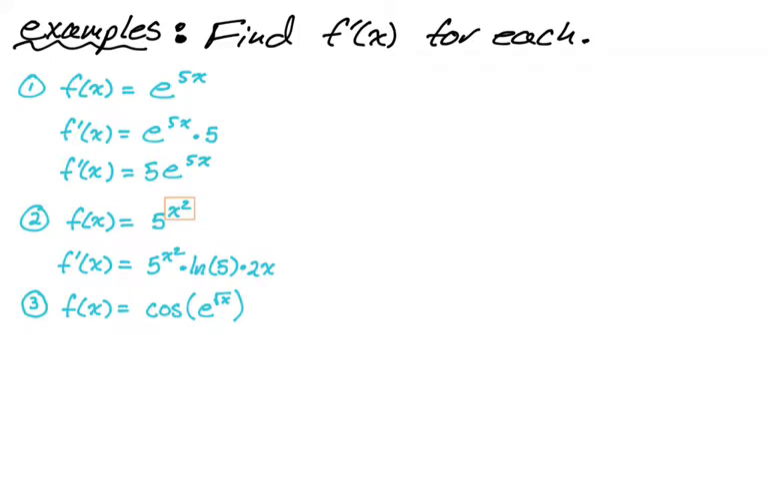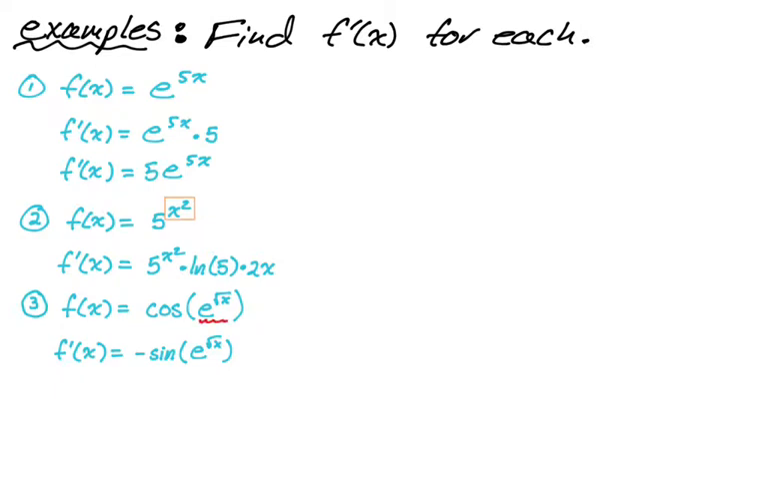Another example. f of x is cosine of e to the radical x. So there's a lot of chain rule here. And the inner function is an exponential. So first thing I need to do is find the derivative of cosine of something. The derivative of cosine of something is the negative sine of that thing times the derivative of that thing. That inner function is e to the radical x. So now I need to think, what is the derivative of e to the radical x?